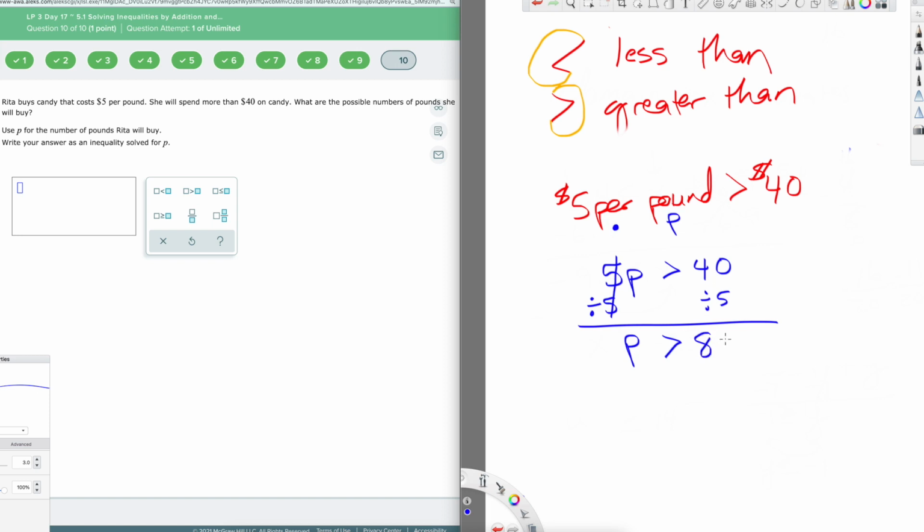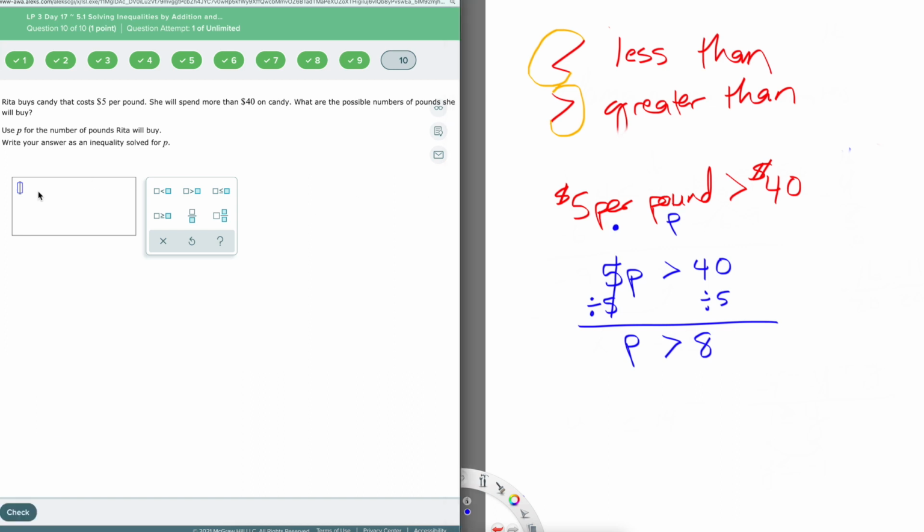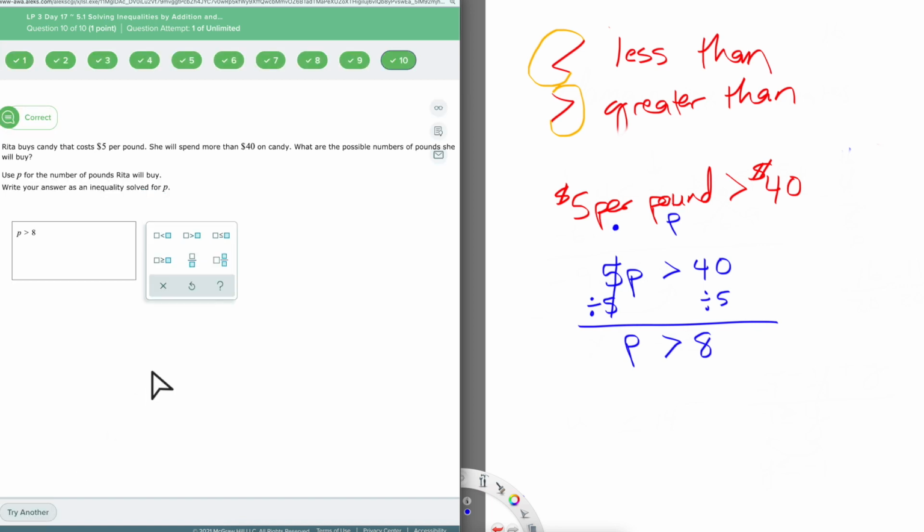So it's anything greater than 8. Not 8 pounds, because that would mean she spent $40. It says she spent more than $40, so we don't want it to be 8. We want it to be more than 8. So P is greater than 8. Alrighty, so that was section 1, and I will see you in section 2.